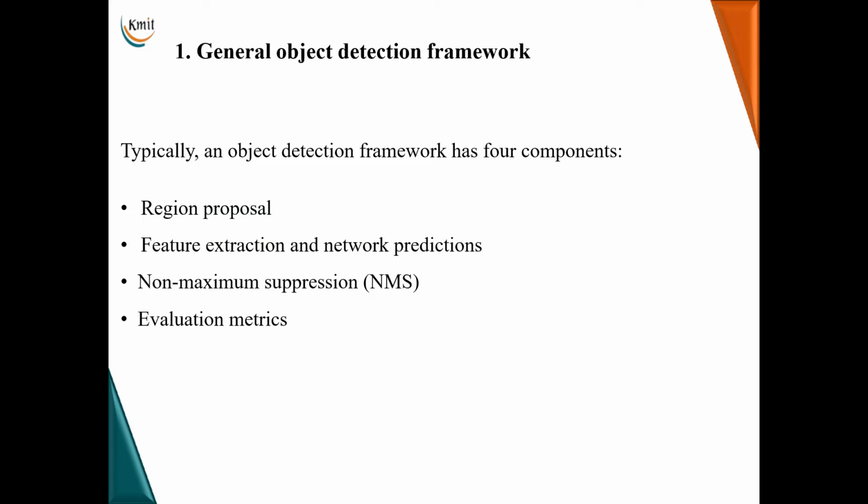Now let us start with the general object detection framework. Before we discuss different networks which are used for object detection, like RNN, SSD and YOLO, let us first have a clear idea of the structure of how these networks can be used for object detection, which is called the general object detection framework. It has four components. The first component is region proposal. The second is feature extraction and network predictions. The third is non-maximum suppression, and the fourth is evaluation metrics. So you will have all these four components.